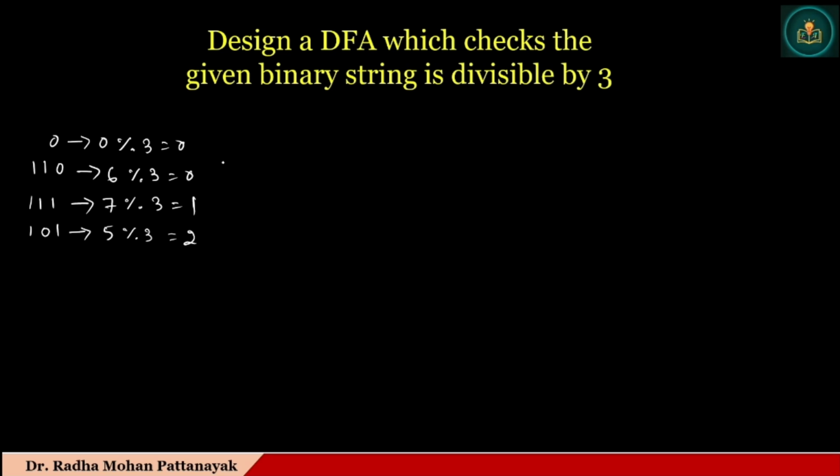So from this we came to know that when we divide a number by 3, it will produce 0 as a remainder when it is completely divisible. Otherwise it will produce 1 or 2 as a remainder, right? Due to this, at the time of designing the DFA, we will take our set of states as Q equals Q0, Q1, Q2 and Q3.